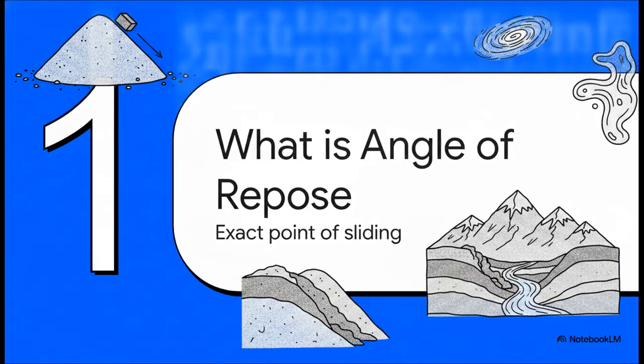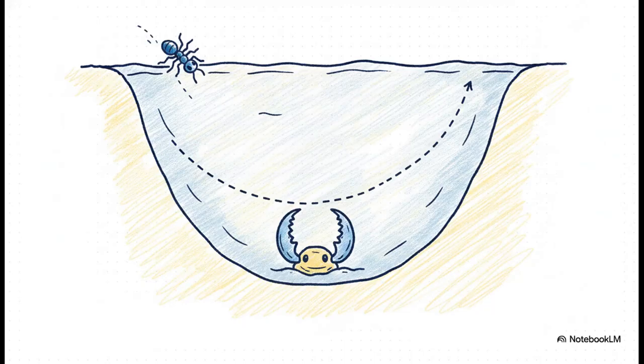All right, jumping right into section 1, what is angle of repose? The exact point of sliding. In engineering, the angle of repose and the angle of friction are actually mathematically identical. They're just described differently based on whether a pile is being formed or an object is being pushed on an incline. They both rely on the inverse tangent of the coefficient of friction.